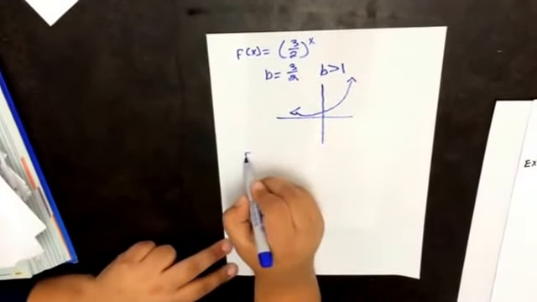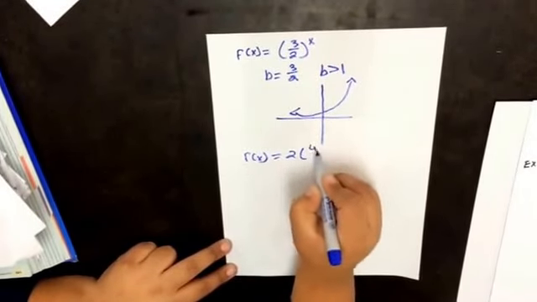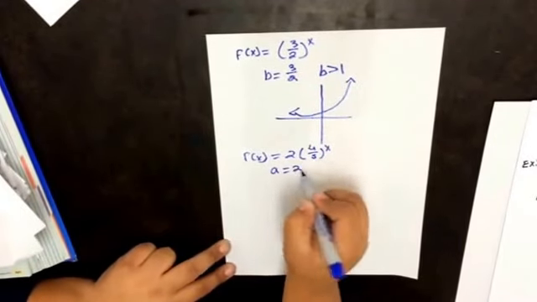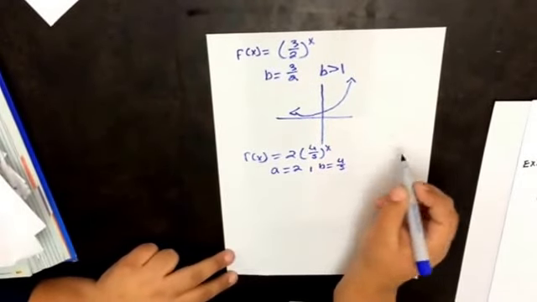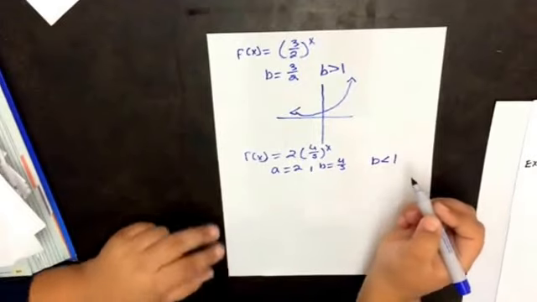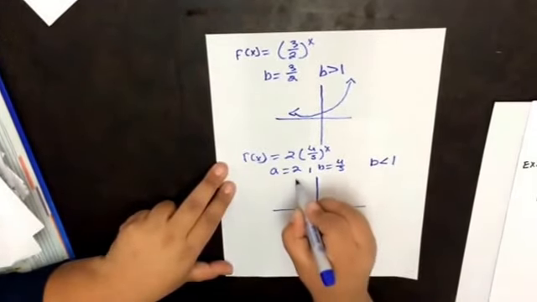So what if we have f of x equals 2 times 4 over 5 to the x? In this case, your a is 2, your b equals 4 over 5, which is less than 1. So then it's going to be an exponential decay. So it's going to look something like this.